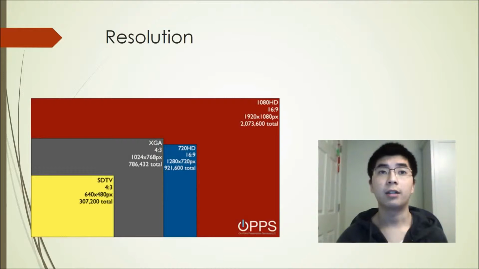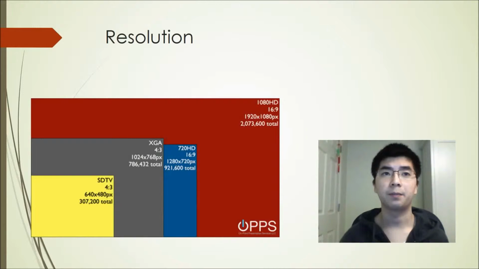Now, standard definition television is usually defined as having a display that is 640 pixels by 480 pixels. No matter how large or small the display is, that will not change, meaning a 14-inch television will have the same resolution as a 20-inch television if they are both standard definition.